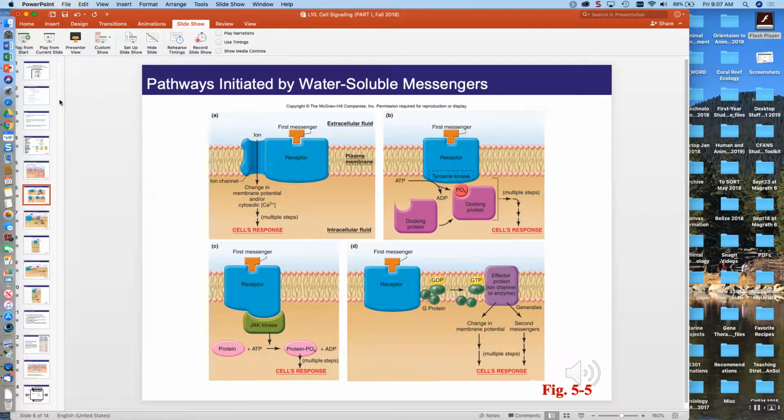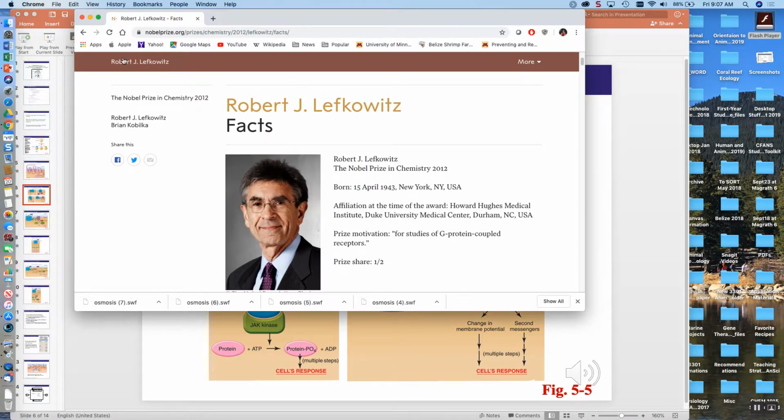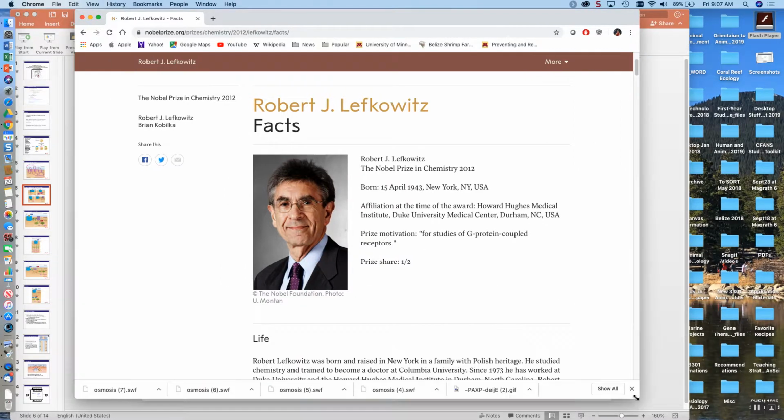All right, so just wanted to show you, this is Dr. Robert Lefkowitz. He won the Nobel Prize in 2012 for his studies of G protein coupled receptors. He pretty much characterized and let the world know that these G protein coupled receptors exist, and he characterized many of them. He did win the Nobel Prize for Chemistry in 2012.